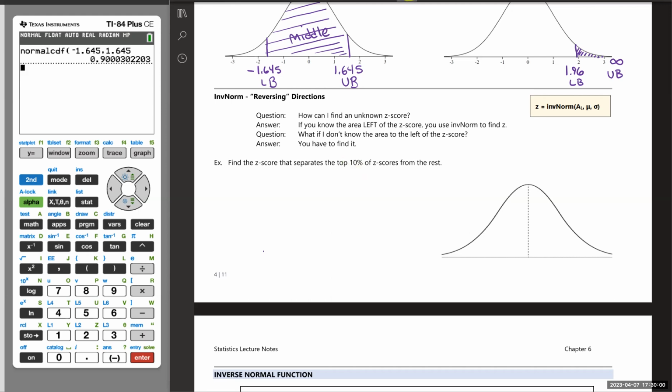Now we're on something new. It doesn't say find area. It doesn't say find probability. It says find a z-score.